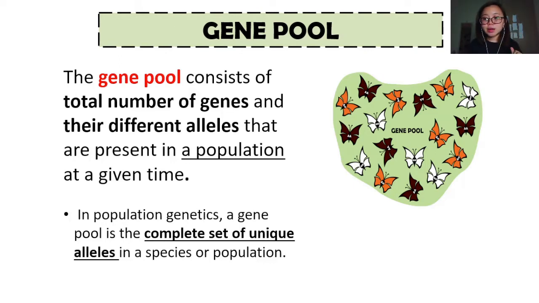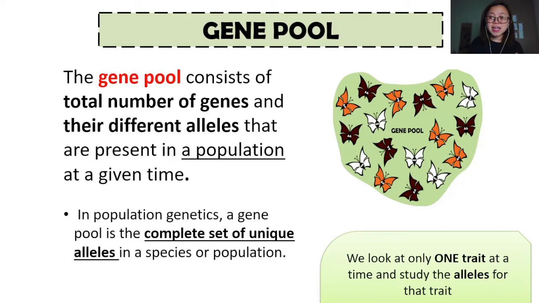Walaupun definisi dia mengatakan gene pool merujuk kepada semua gene dan allele yang wujud dalam populasi itu pada waktu itu, biasanya bila kita mengkaji population genetik, kita akan fokus kepada satu ciri-ciri dan satu allele. Satu ciri-ciri dan gene dia. So biasanya akan ada 1-2 allele lah yang berkaitan.